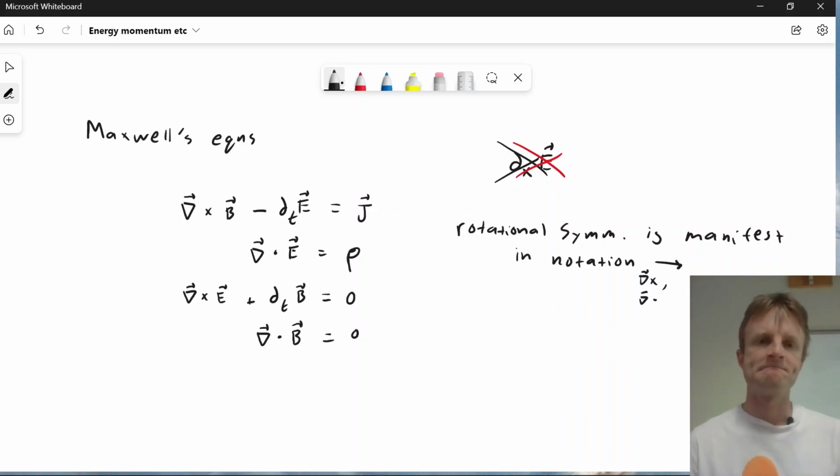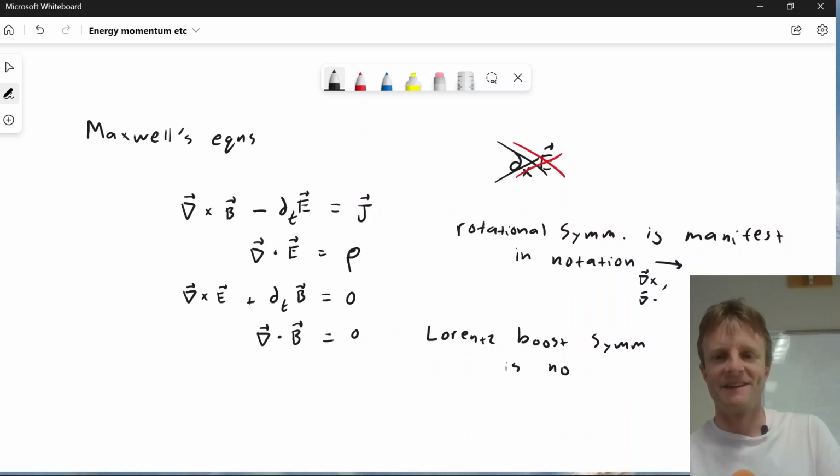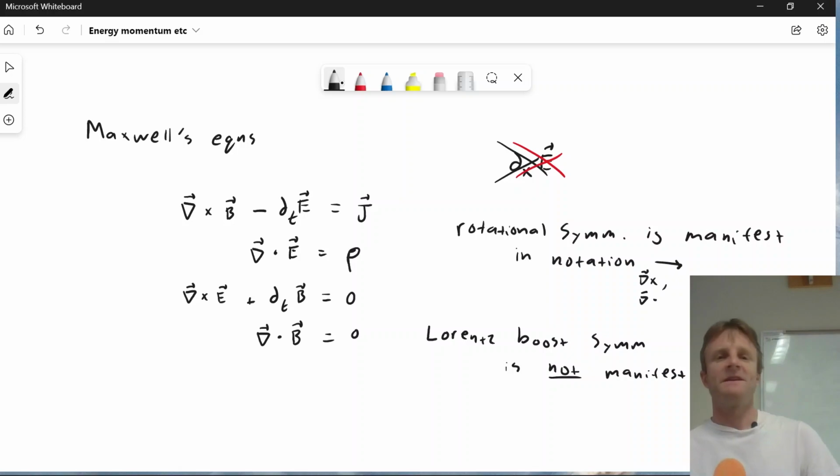Now there's another symmetry of these equations which is really not manifest, and that's Lorentz boost symmetry. This is part of how special relativity was actually discovered, thinking about these equations. So on the other hand, Lorentz boost symmetry is not manifest. It's just you can't see it. It's totally mysterious. You have to work it out.